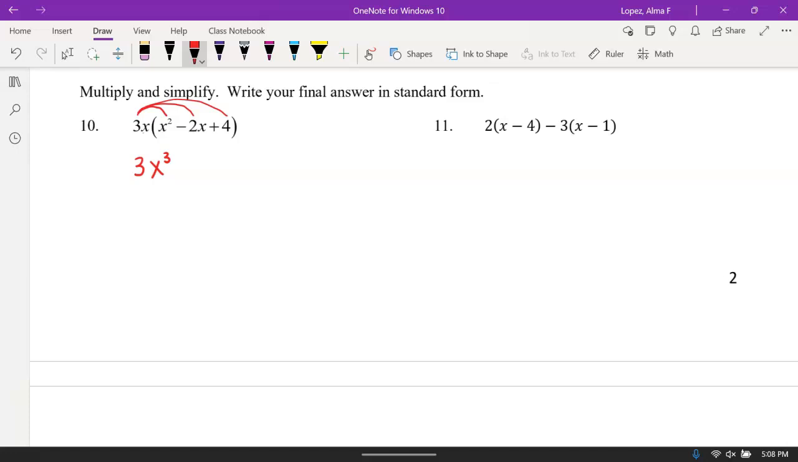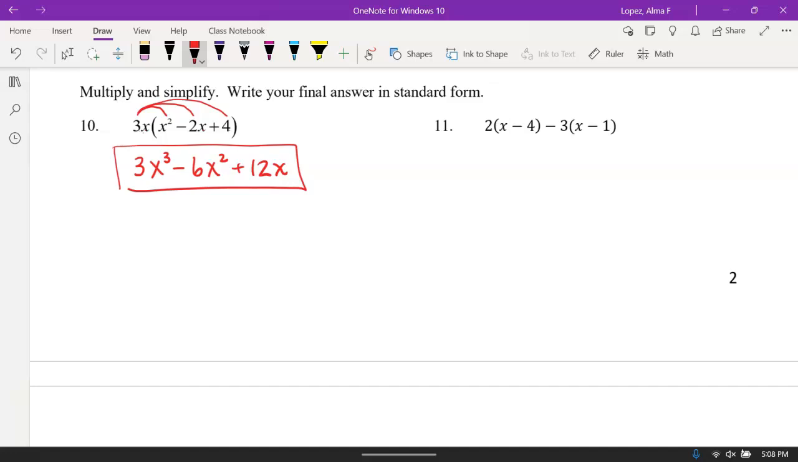3x times negative 2x. 3 times negative 2 is negative 6, and x times x is x squared. Still following our exponent rules, aren't we? 3x times 4, the 3 times 4 is 12, and the x just comes along. There's nothing else to do on this one. None of the terms match, so they can't be combined, and it is already in order, largest exponent down to the constant, or to the smallest exponent.